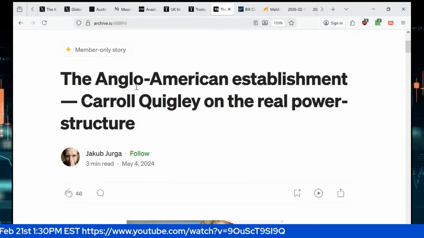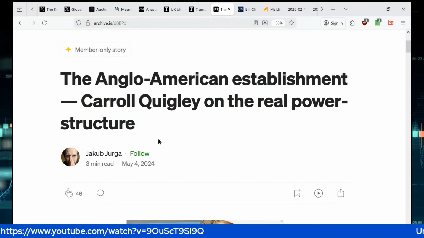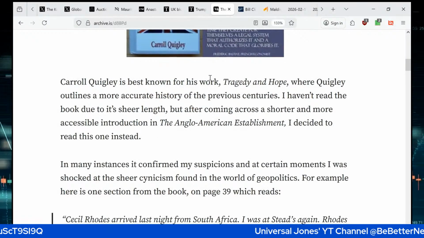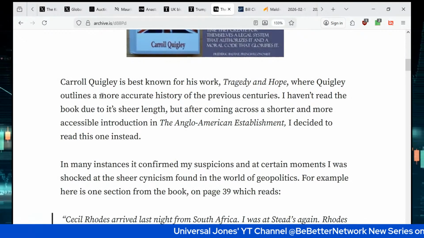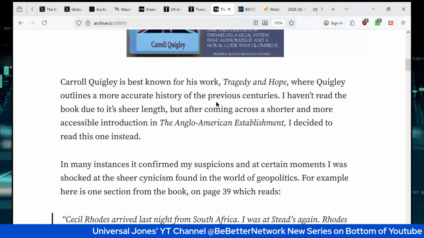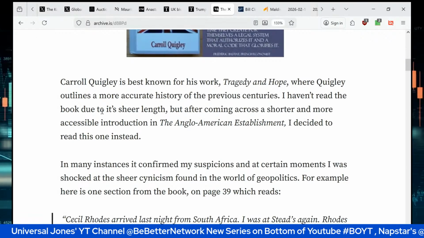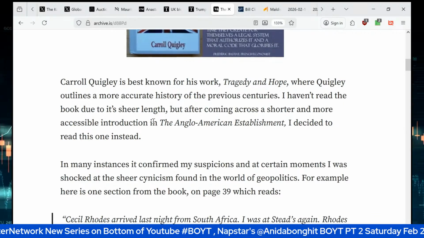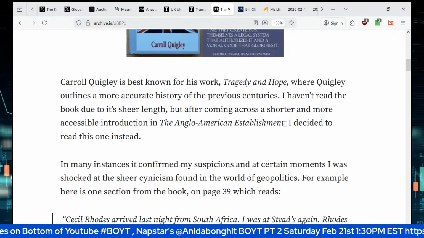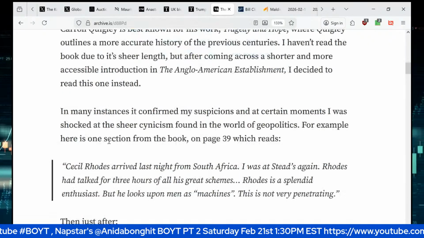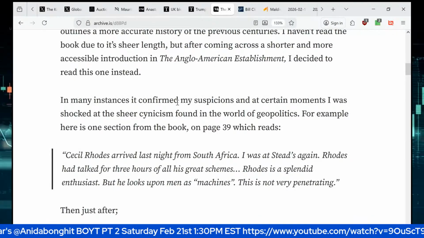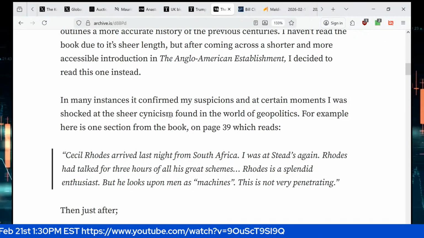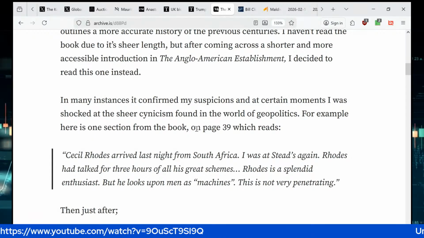The Anglo-American Establishment, Carroll Quigley on the Real Power Structure. Carroll Quigley is best known for his work Tragedy and Hope, where Quigley outlines a more accurate history of the previous centuries. I haven't read the book due to its sheer length, but after coming across a shorter and more accessible introduction in The Anglo-American Establishment, I decided to read this one instead. In many instances, it confirmed my suspicions, and at certain moments, I was shocked at the sheer cynicism found in the world of geopolitics.